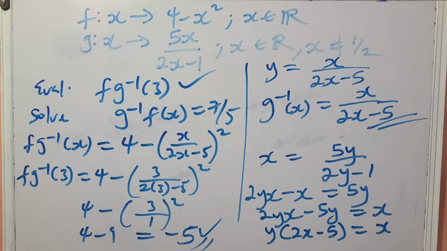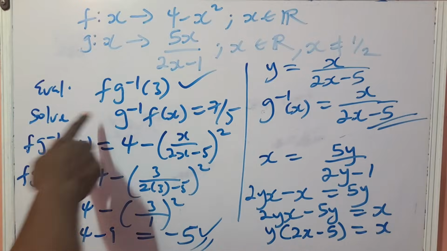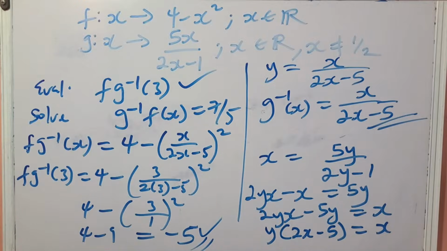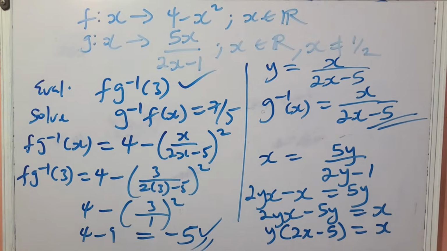Now, if you have understood this, I want you to take your time now to try and solve this next one. I'm sure you guys are taking good notes. So go on to try and solve this expression: g inverse of f of x equals 7/5. Make sure you are taking good notes, please. So go on to solve that.